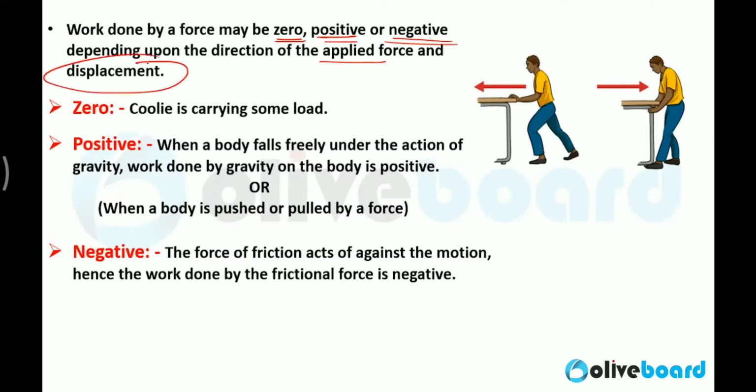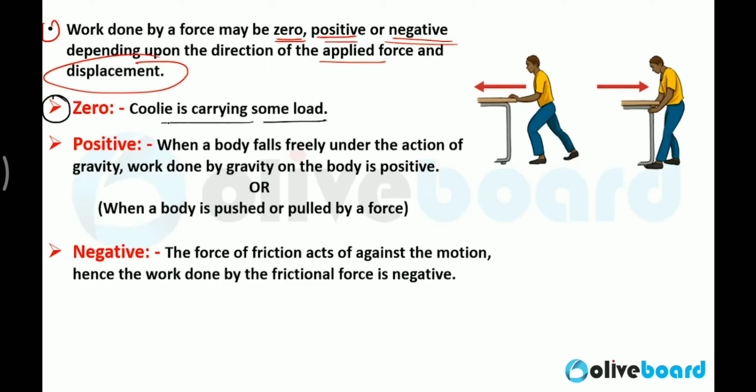Work done by a force may be zero, positive or negative depending upon the direction of applied force and displacement. This is very, very important: all the three possibilities are possible in the case of work. Clear? What is the condition for zero work done?